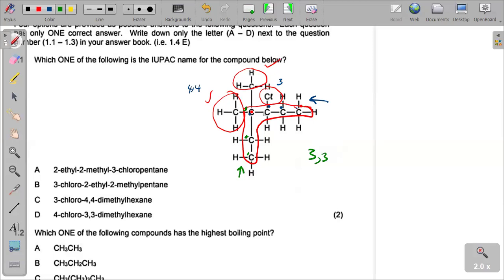Then how about this one? It becomes a 4. So if we add 4 plus 4 plus 3, it's a bigger value than 3 plus 3 plus 4. So we start from this direction, therefore. This is the direction we are going to start from.